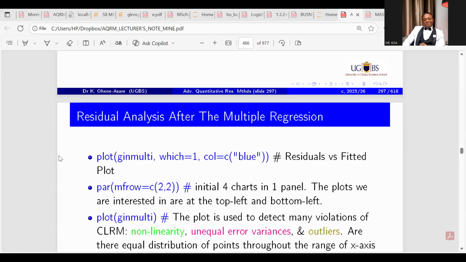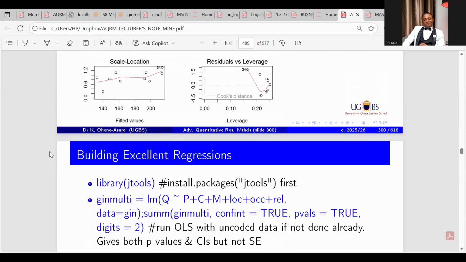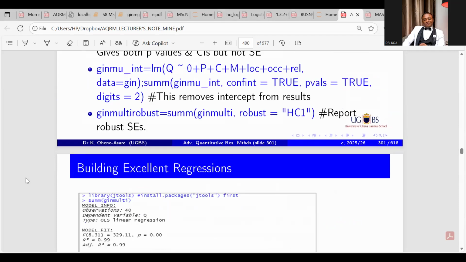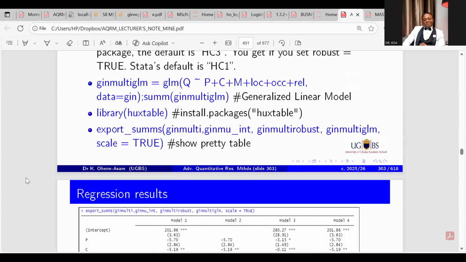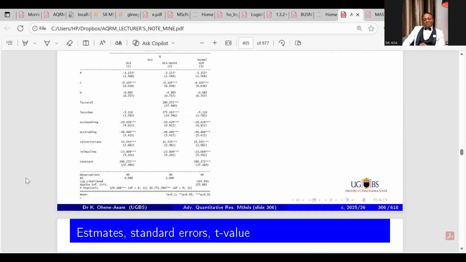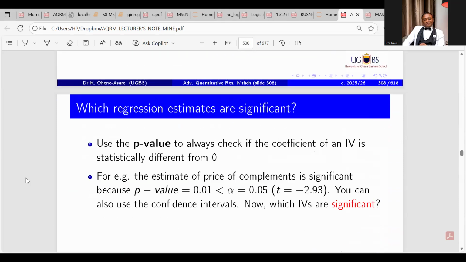Discussion. We have been able to look at multiple regression models. We've been able to estimate them, and even interpret the results. We've seen the beautiful ways of getting some of the results, and after getting the results, we have interpreted them. Have we done the interpretation? I'm sure you remember the interpretation. We looked at whether a particular coefficient is significant or not by looking at the p-value. Do you all remember?